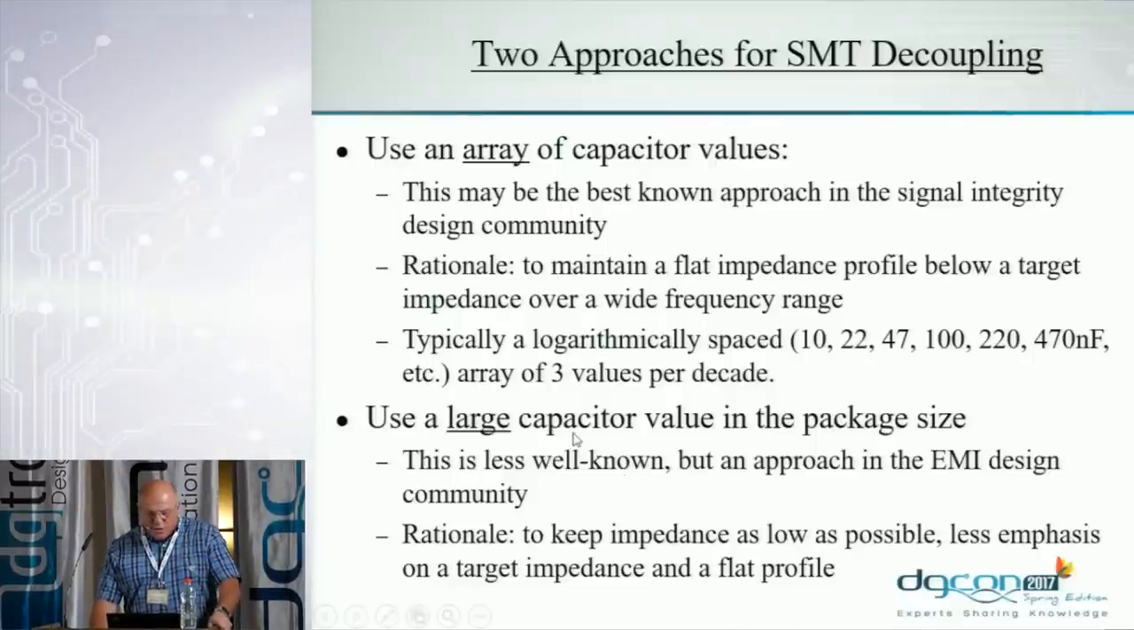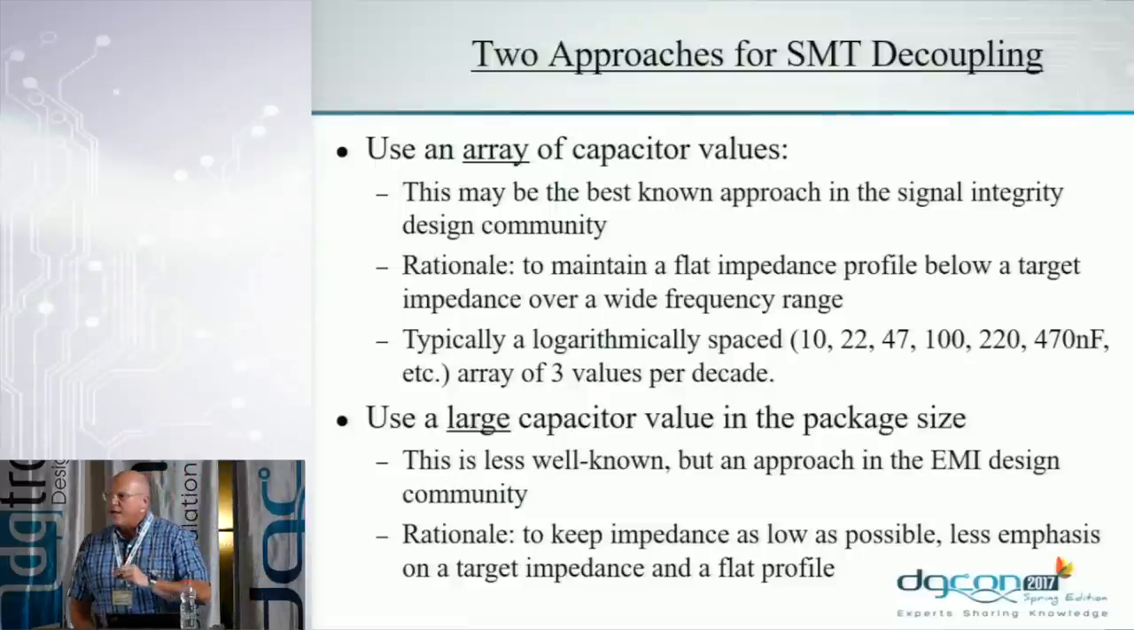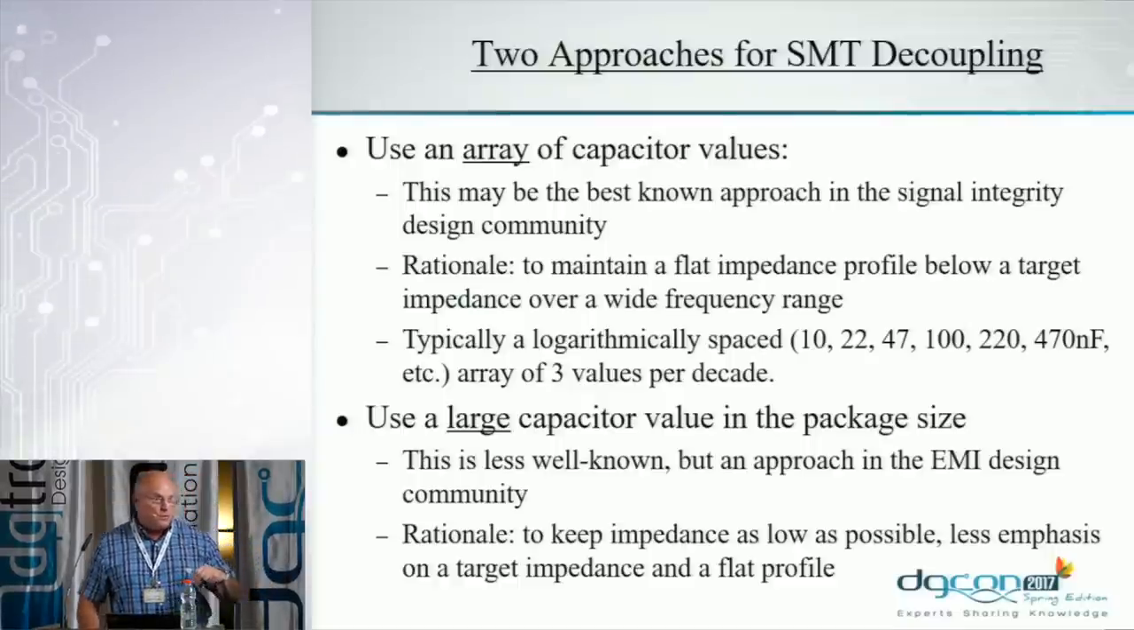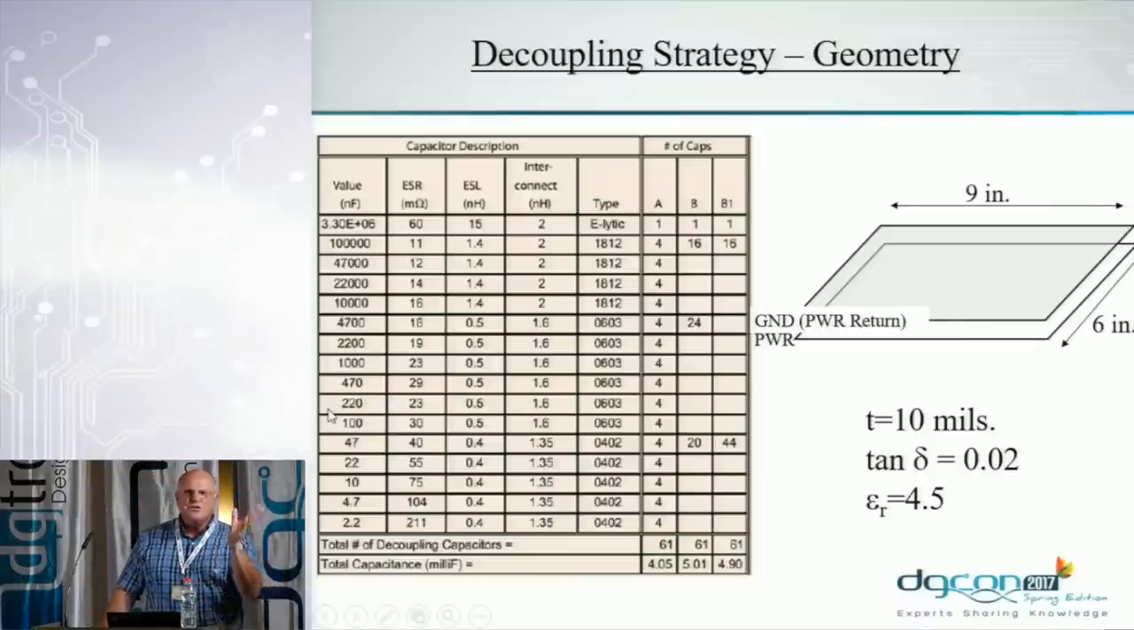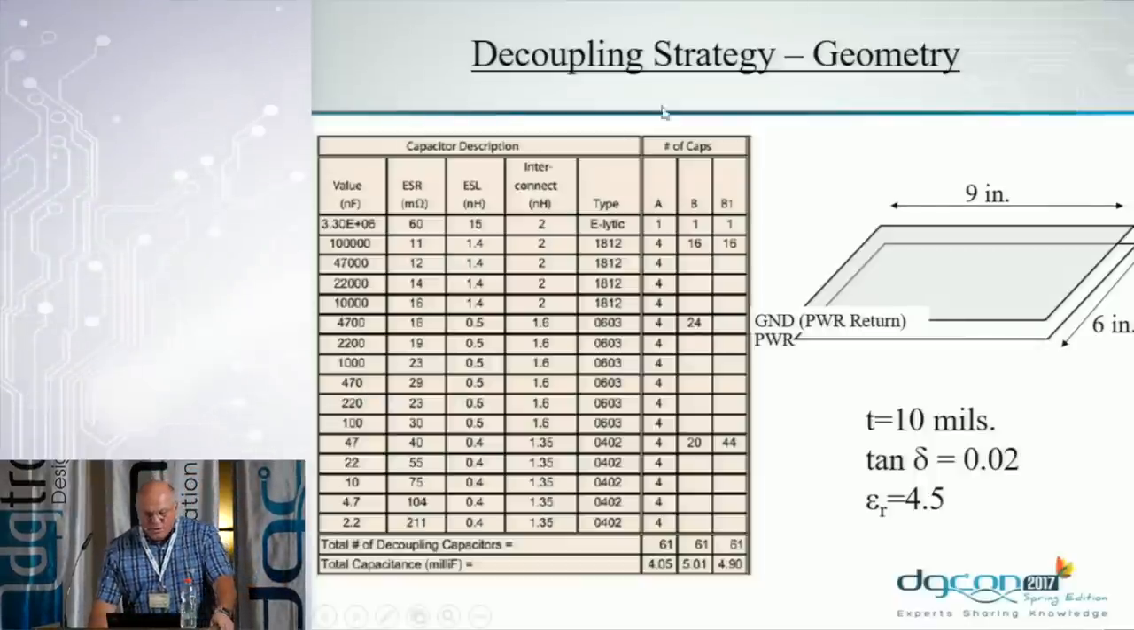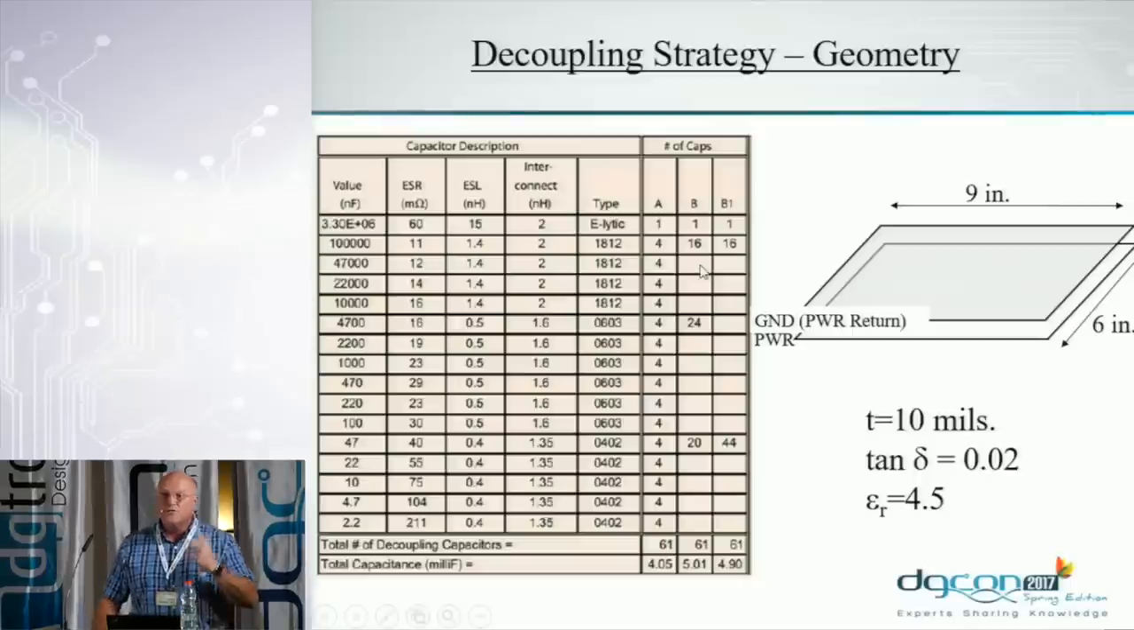The other philosophy says use a large capacitor value in whatever package size you chose, 0603, 0402, 0201, or some other smaller one. So there are two different strategies. Strategy A uses an array of capacitors, with three different values per decade. Or you just say, let's use all the same value, the largest we can in a given package size, to get the overall inductance that we need to meet our target impedance.